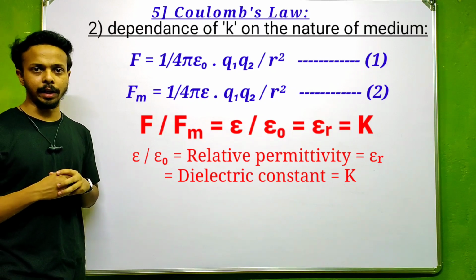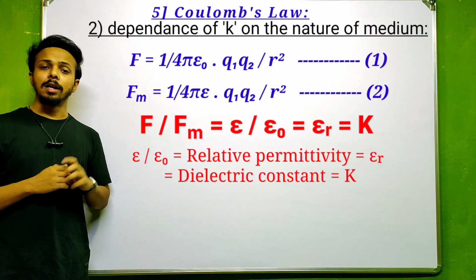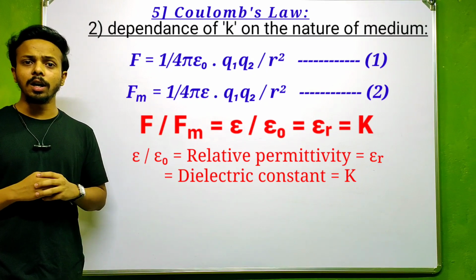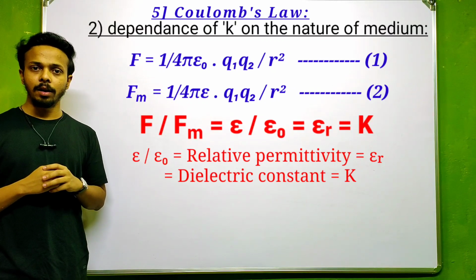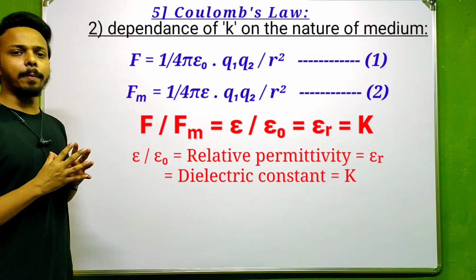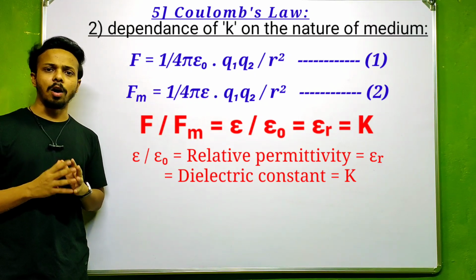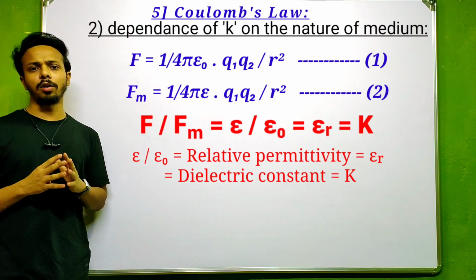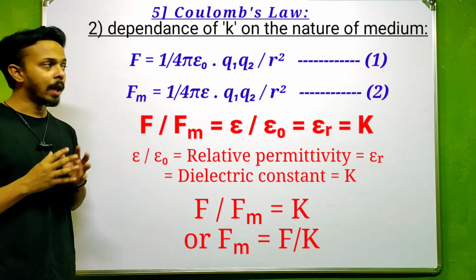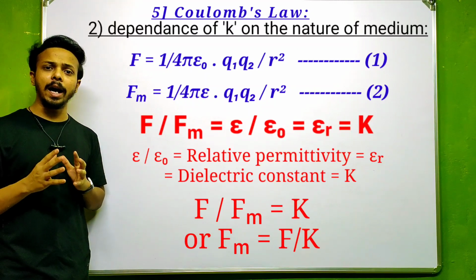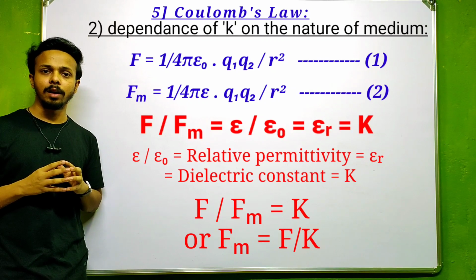This relative permittivity is also called the dielectric constant for the given medium, represented by K. Therefore F divided by Fm is equal to epsilon divided by epsilon naught, which is equal to epsilon r, also called the dielectric constant K. Now it is found that Fm is equal to F by K. Now what is the understanding from this?